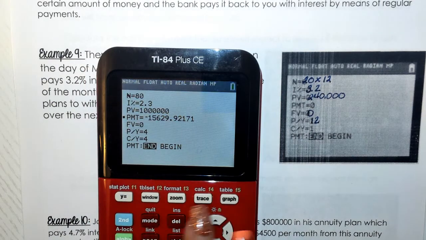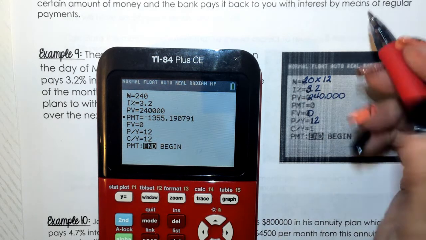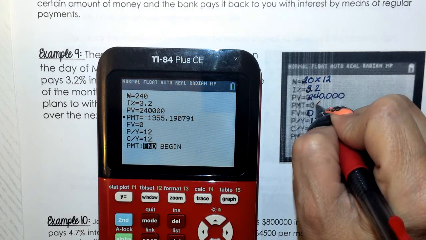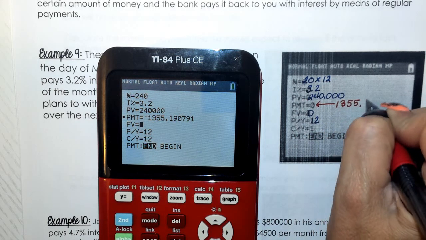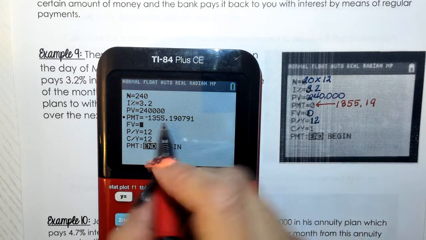Right now, you're like, well, I don't notice anything different. Yeah, pretty close to the same. Here we go, 3.2, 240, 1, 2, 3. Oh, we're not doing 4 this time. I'm going to put 0. Doing 12 payments. What's our payment? Alpha solve. And we got 1355.19. Notice it's a negative.